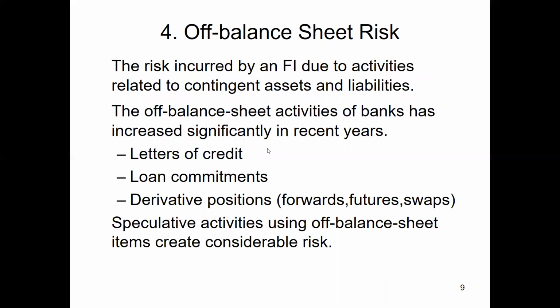Okay, everybody knows what the balance sheet is. It's just the equation: assets equal liabilities plus owner's equity, but there are also off-balance sheet items. This risk occurs for financial institutions due to activities related to contingent assets and liabilities. There are some contingent assets and liabilities like letters of credit, loan commitments, and derivative positions like forwards, futures, and swaps.